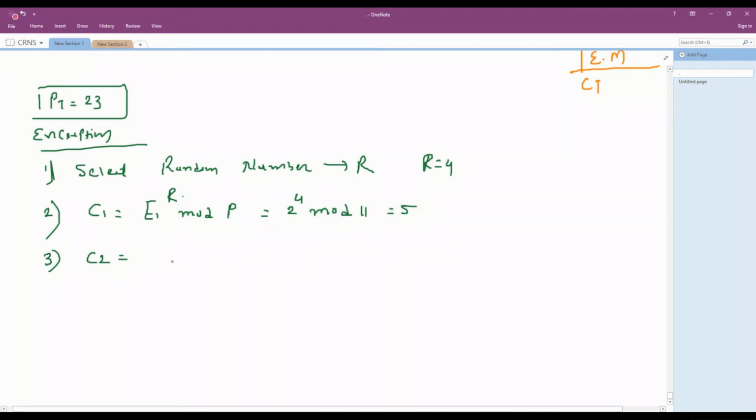Now C2. C2 is plain text into E2 raised to R, and it is mod P operation. Okay. So in this case, you just need to remember the equations. Otherwise, the procedure is very, very easy. C2, the equation is given: plain text into E2 raised to R mod P. So again, we do have all the values. We just need to put the values. 23 is my plain text. What is the value of E2? 8. We already have, right? 8 raised to 4, R we assumed, and mod 11. So compute this and let me know the answer of C2 also.